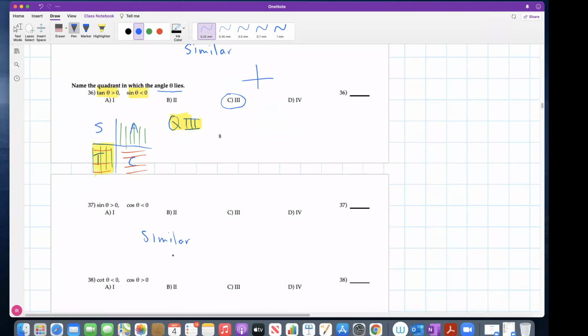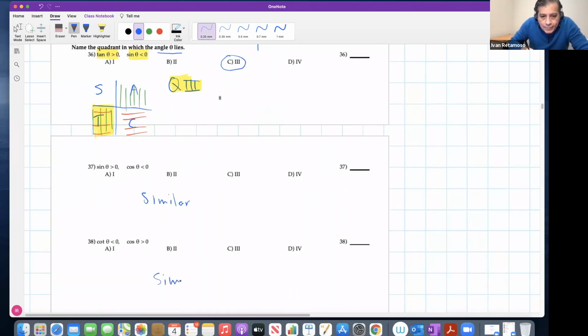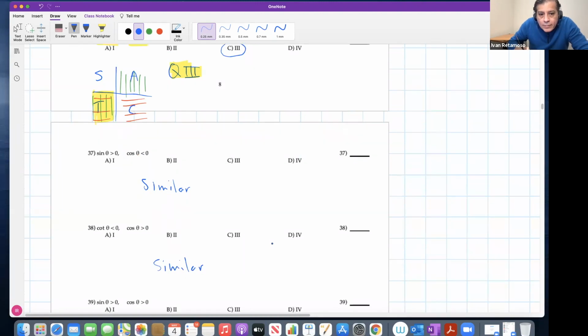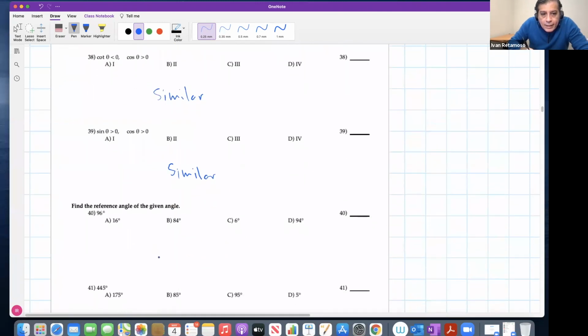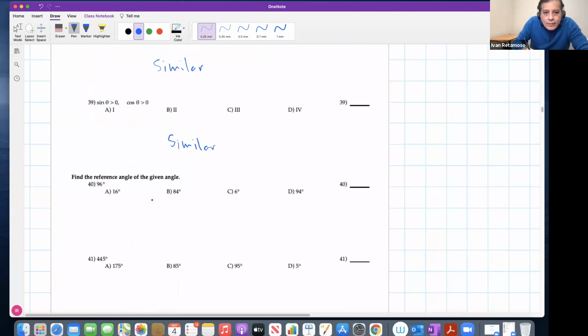So use All Students Take Calculus. This one's similar. Let's try to look for other forms. This one's similar. Now this one is different. Find the reference angle of the given angle. Reference angle of 96 degrees.